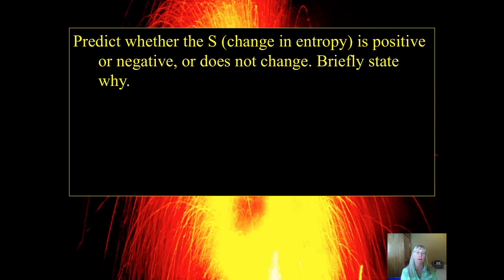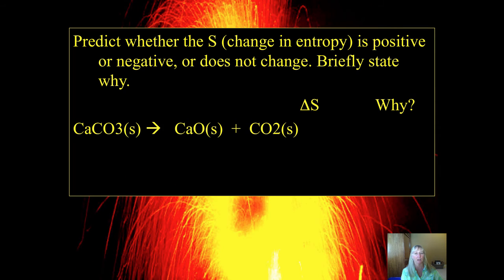And what we'll do right now is predict, and then I'll give you a chance to practice whether this change in entropy is positive or negative, and then you can check your answer. So our first equation that you see here shows one solid substance turning into two solid substances. What do you think? More or less disorder? Think of the paper demo. If you said more, you're correct.